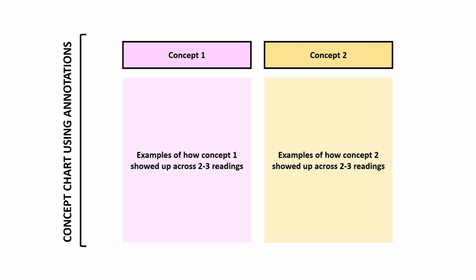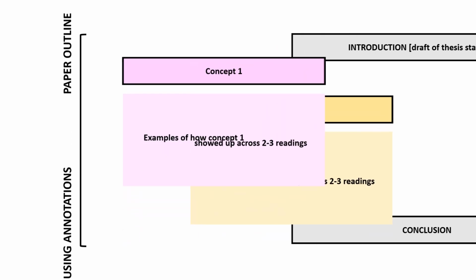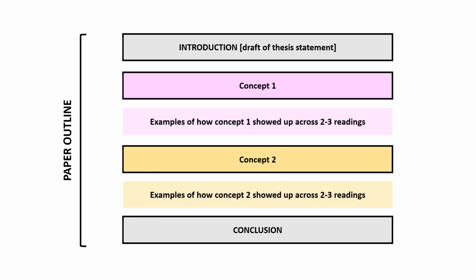Right, so again, this is a simplified version of that concept chart. You have 2 concepts showing up across 2 or 3 readings, maybe 4. And then here's how we can flip this to help us organize our outlines. You're going to add an introduction, which will hopefully include a draft of your thesis statement. Even if that's very, very rough or that changes, that's fine, right?